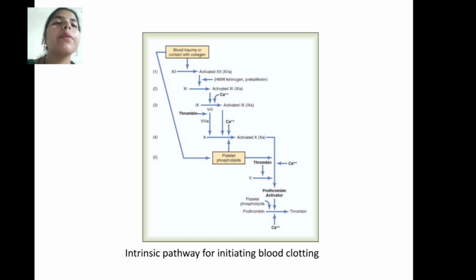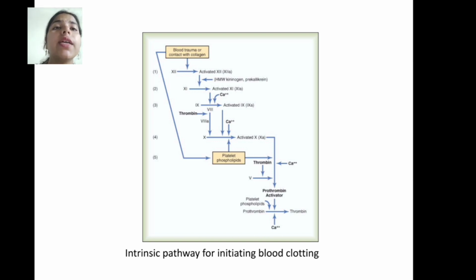There are 5 steps for blood coagulation. In the first step, factor 12 is converted into activated 12A in the presence of HMW kininogens and prekallikrein. Then activated 12 converts factor 11 to activated 11A in the presence of calcium, and then factor 9 is converted into activated 9 in the presence of thrombin.